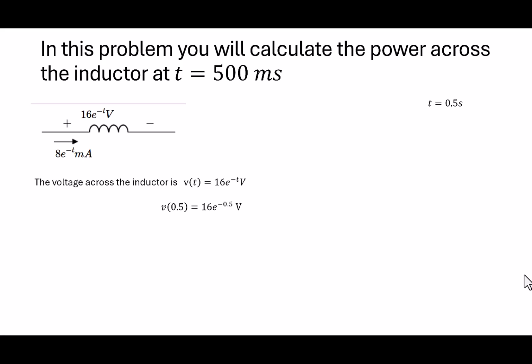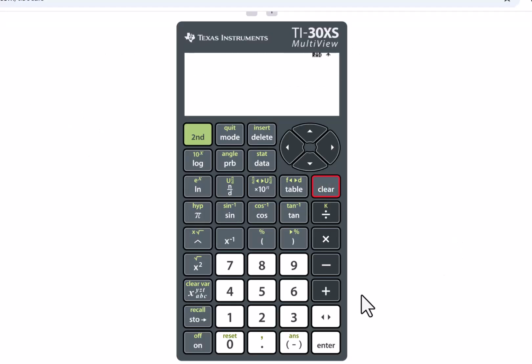Let's go back to the calculator. I'm going to clear out my last entry. I'll type in 16, again push second, and e, and then I put negative 0.5. Push enter. It says it's 9.70449. I'm going to call that 9.70.